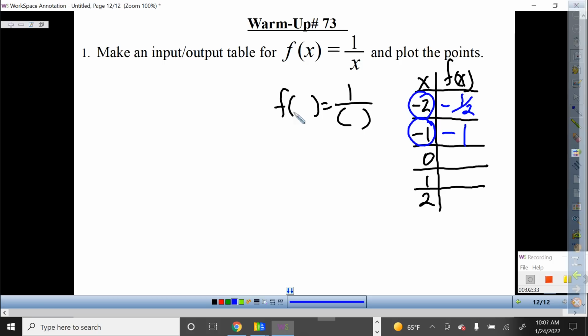Let's go to 1. 1 here, 1 here. What is 1 over 1? 1. And the last one, which is 2. What is 1 over 2? 1/2.